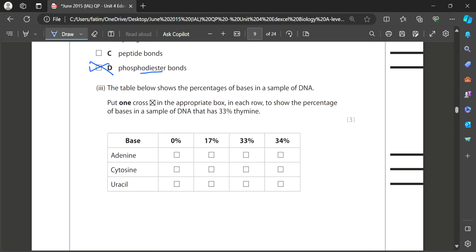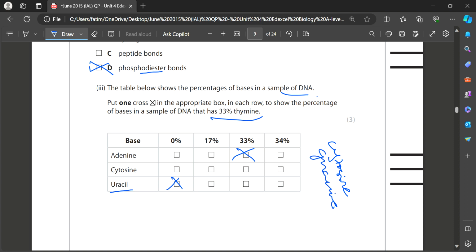Okay, over here this one's a bit like when I did it wrong first. So we need to show how much percentage of bases are in a sample of DNA, which has 33% thymine. So we know that thymine bonds to adenine, so that's going to be the same one. And we also know that uracil is not present in DNA, so that's going to be 0%. So what's left over here is cytosine and one other, what's it? Guanine. The C and G ones, which bind together.